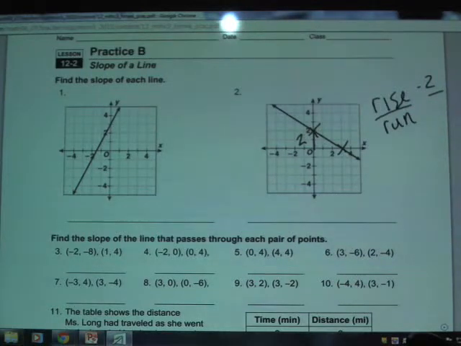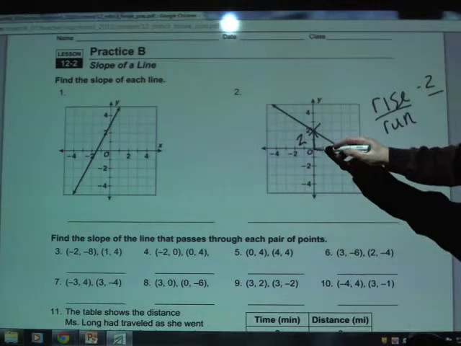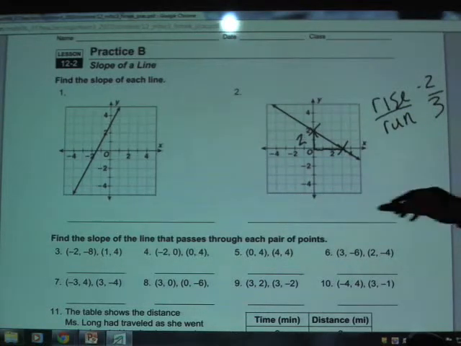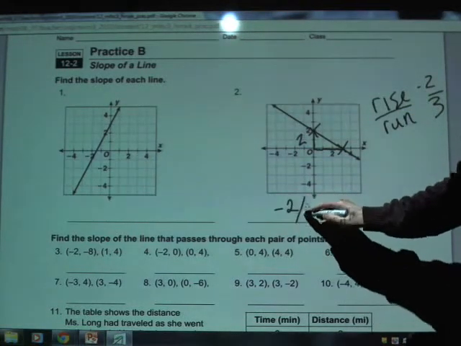Now I have to figure out how many points I have to move to the right to get the run and my final slope. I'm going to end up going 1, 2, 3 units to the right, so the run is 3, and my slope then is -2/3.